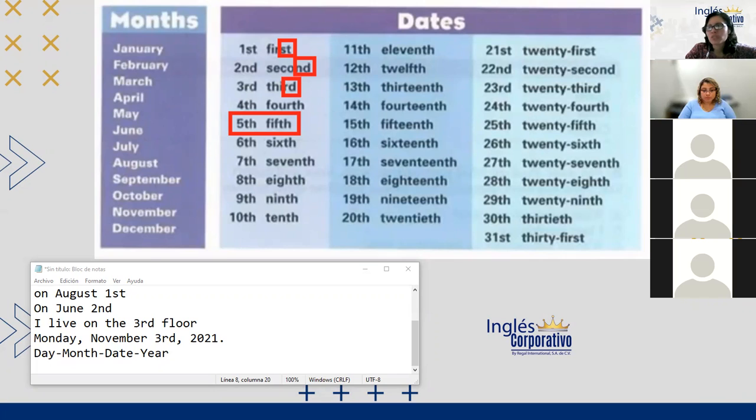Now what happens if I want to do it in the British way? Well, generally in the British way, we do not begin with a day, right? Generally, we begin with the month, right?